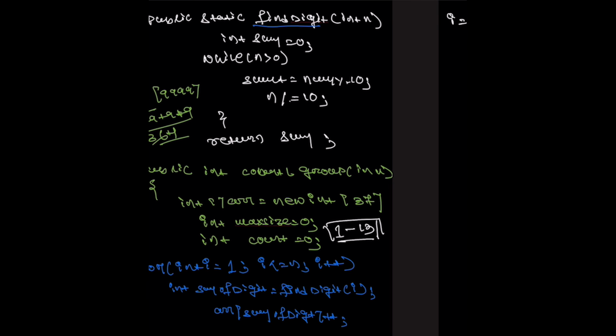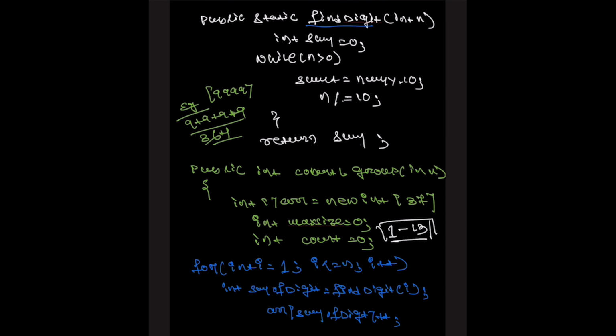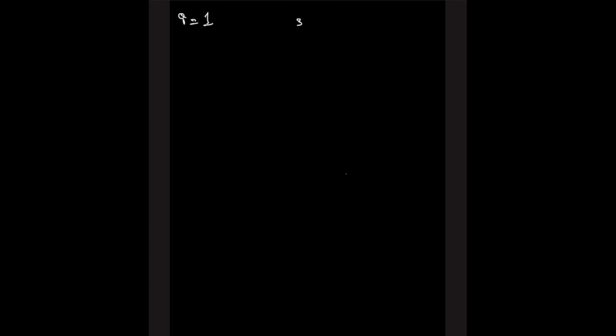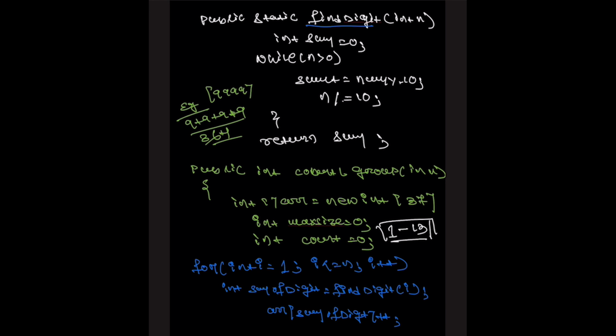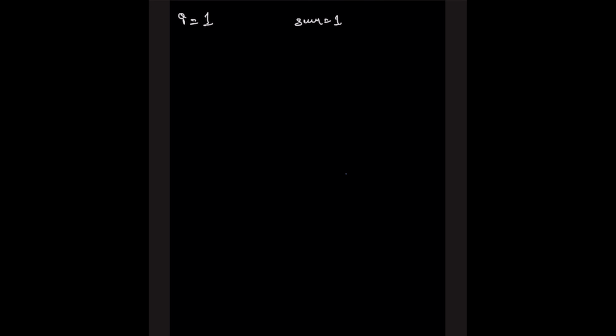Okay, it passes into here, then calculates the sum and returns. It returns first 1, sum equal to 1 initially. Then we store it into an array. In the array we'll store it.